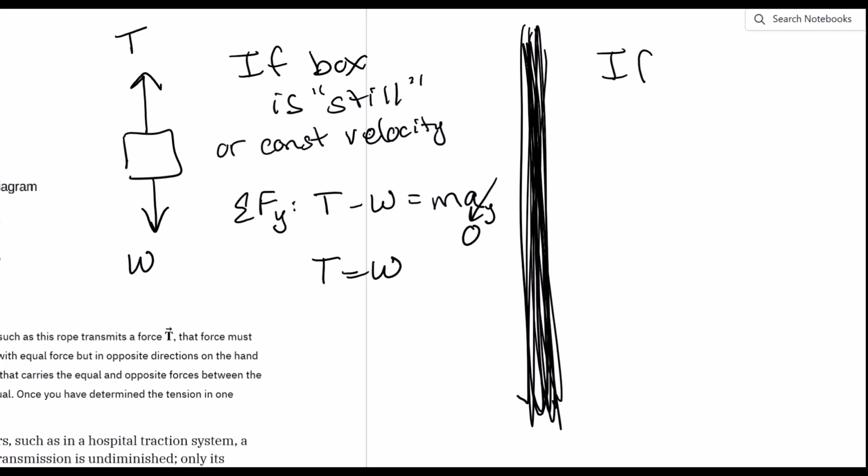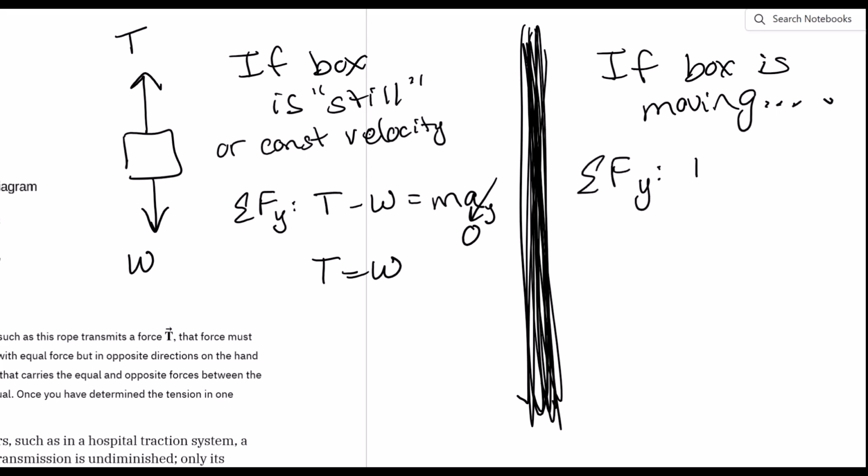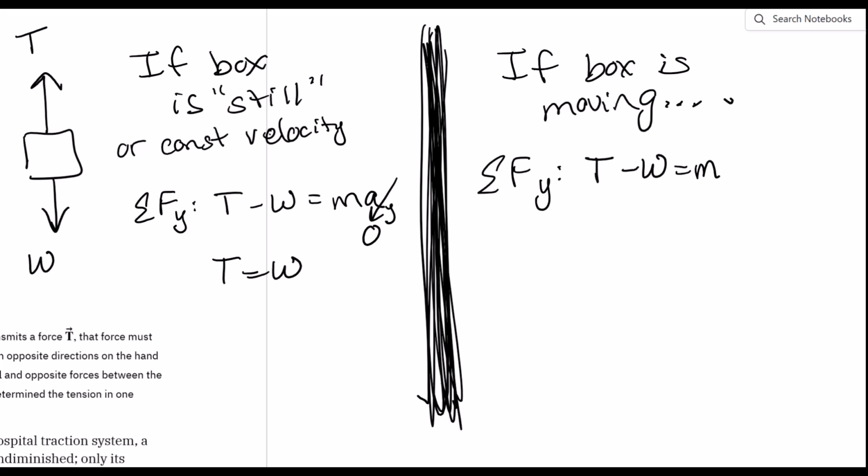So if the box is accelerating, then the sum of the forces in the y is tension up minus weight down equals mass times some non-zero acceleration. So like if it was, I don't know, going down at 100 meters per second squared or something like that, then the tension is not equal to the weight. The tension is equal to 100 m plus W. So, that makes sense, right?